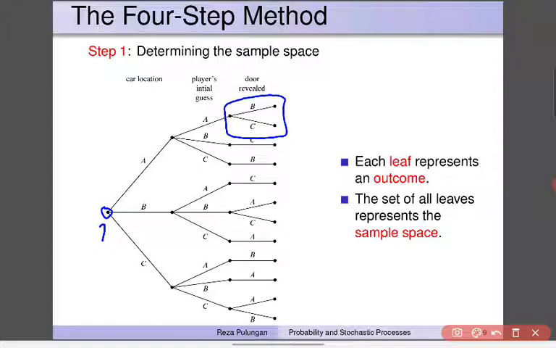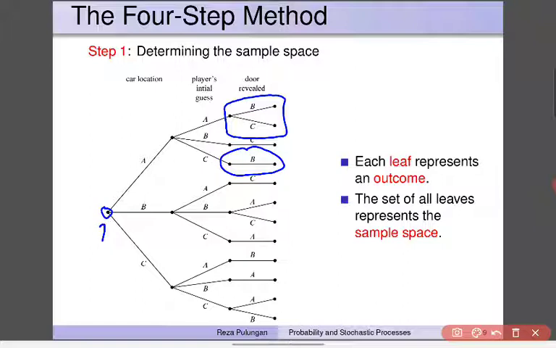Now let's look at this other example. In this case, the car is put behind door A, and then the player's initial guess is C. Now in this case, the host cannot open A because it contains the car, and the host also cannot open C because it is already selected by the player, and the only alternative left is to open B.